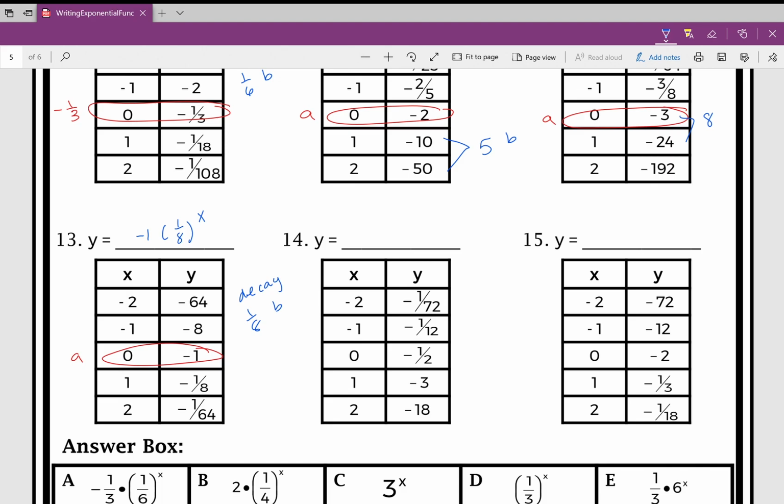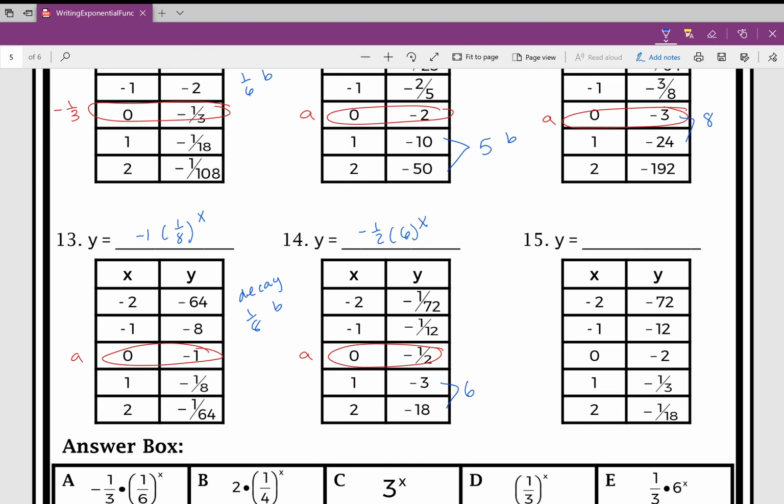Okay, go ahead and work on number 14. Okay, for number 14, you should have got that the y-intercept or the a value is -1/2. And then you should have found that this was, let's see, increasing by 6, so this is a growth. So then your answer should have been -1/2 parentheses 6 to the power of x.